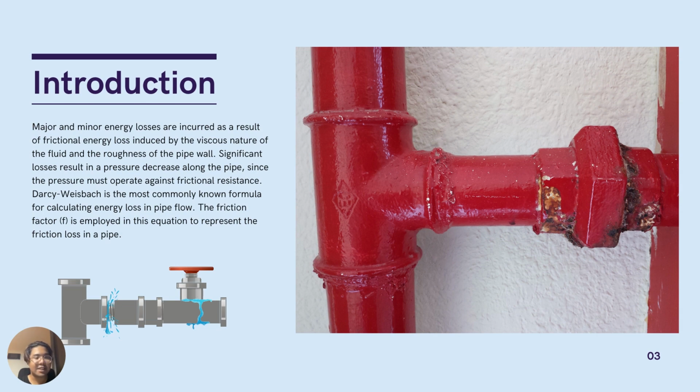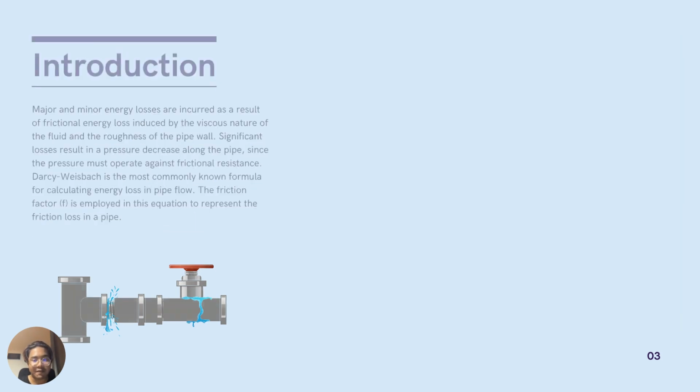For the introduction, nowadays we have to know that each pipe will have friction energy loss. The significant losses will result in a pressure decrease along the pipe, and since the pressure must be operated against the friction resistance, Darcy is the most common formula for calculating the energy loss in pipe flow.